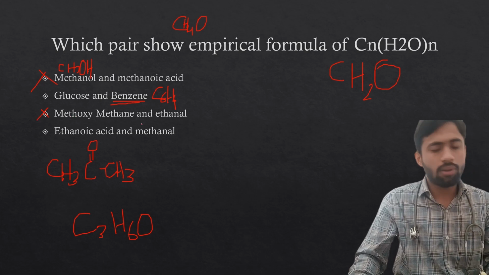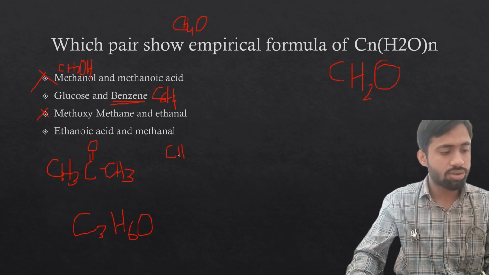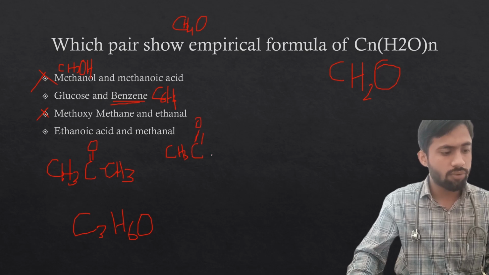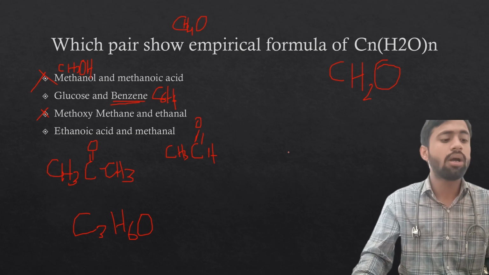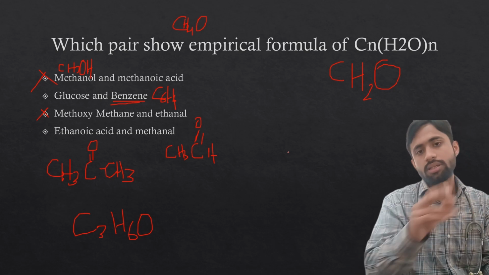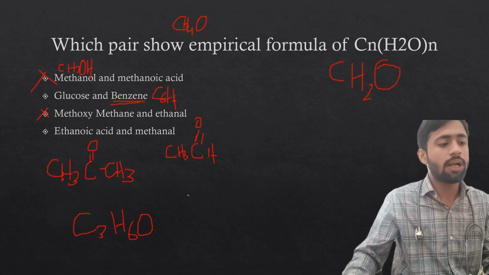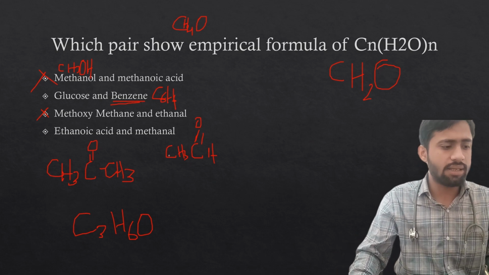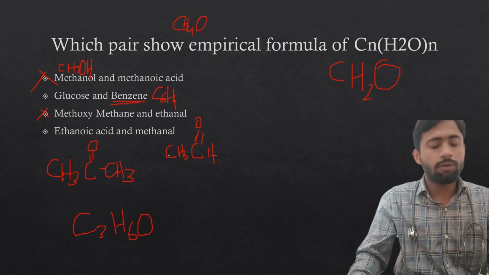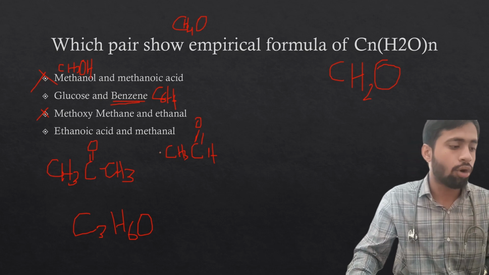But ethanol is CH3, C double bond O H. If you want to solve this, you can solve it. This will also not follow this empirical formula because there are less oxygen. You can solve if you want, but I don't think it needs any solution because we have already found out that methoxymethane is wrong.